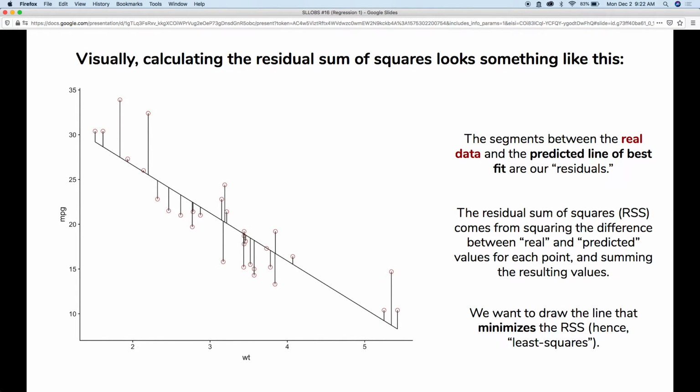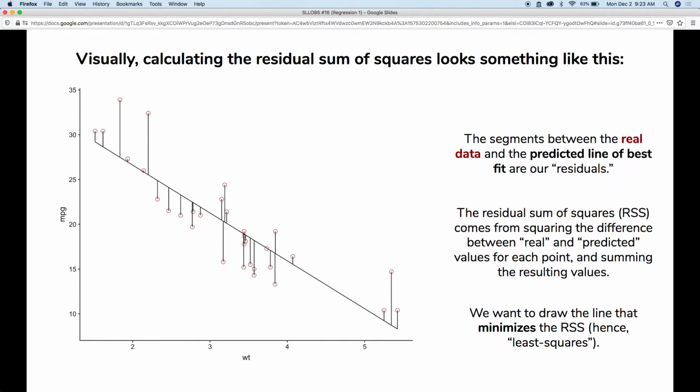Visually, this can look something like this, where we've got the same data that we just plotted, weight on the x-axis, miles per gallon on the y. Our real data points are shown in red. We've got our predicted line of best fit that we fit with geom_smooth. And these segments indicate the residuals, the differences between our predictions and the real data. And so again, visually, all we're really trying to do in ordinary least squares is draw a line that goes through these data points somehow that minimizes the lengths of these segments, that minimizes the residuals that we've drawn. And this is essentially why it's called ordinary least squares.